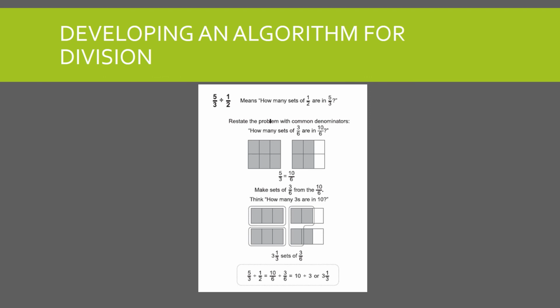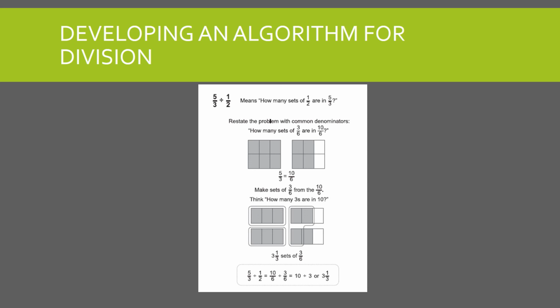Division, really difficult to understand. How many sets of half are in 5/3? So we restate the problem with common denominators. We're going to try and find these common denominators in 6. We know that half with 6 on the bottom is 3/6, and we know that 5/3 with 6 on the bottom is 10/6. So we're going to go ahead and make sets of 3/6 from the 10/6.